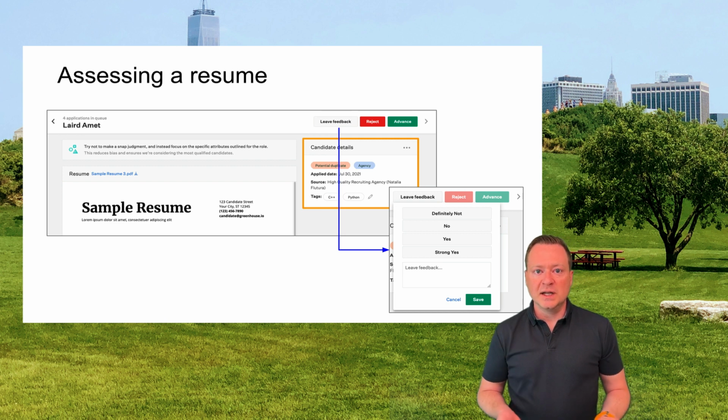And this is what it looks like today. You open up a resume, you read through it really quickly, and then you can write definite yes or definite no or strong yes or no or yes in terms of moving this person forward. And you can either reject them or you can advance, which means they get to the next stage of the interview.